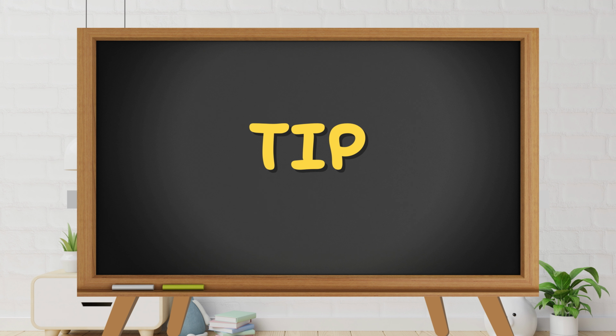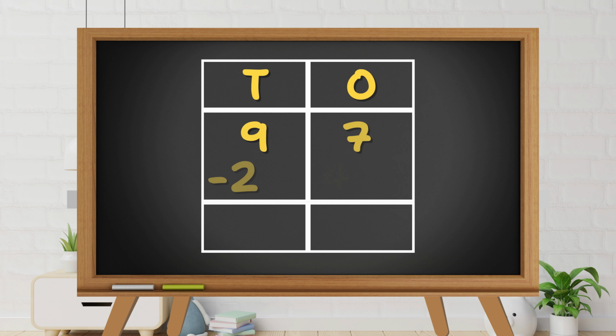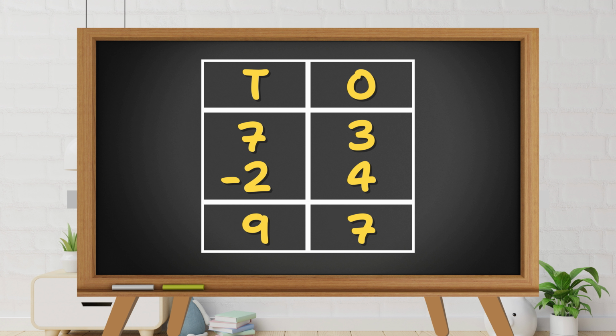A tip. We can check the answer with the help of the addition-subtraction relationship. To check the correctness of the answer, add the answer and the smaller number. If the sum is equal to the greater number, then our answer is correct.